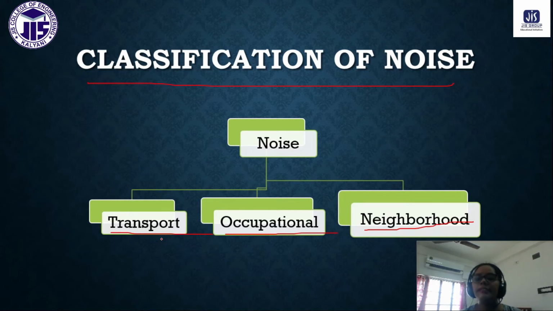Road traffic noise means all types of sounds and noise we are exposed to on the roadside. Railway traffic noise means the whistle and the horn; these are some examples of railway traffic noise. Aircraft noise means the noise created during takeoff and during landing. So these are the three types of transport noise.